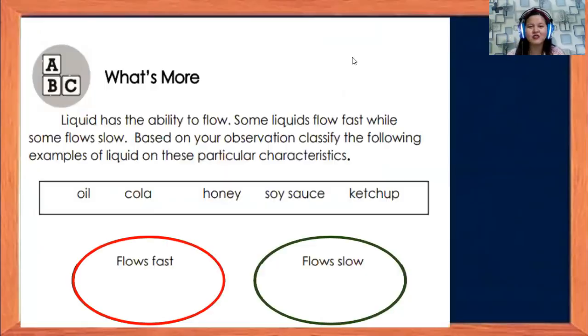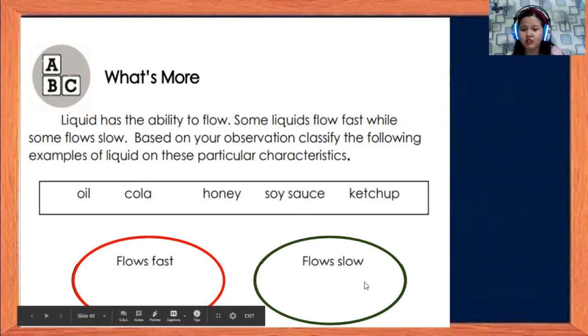Okay. Next, we have here, what's more? Liquid has the ability to flow. Just like this water, it can flow. Some liquids flow fast, while some flow slow. Based on your observation, classify the following examples of liquid on this particular characteristic. So, we have here different liquids. We have oil, cola, honey, soy sauce, and ketchup. You will just classify them if they flow fast or if they flow slow. I know you can do it.